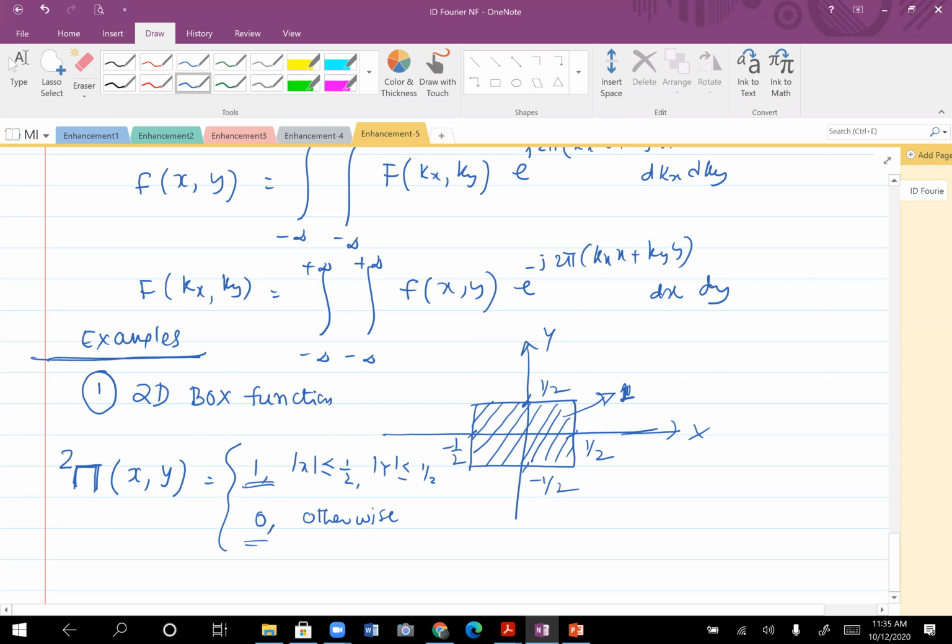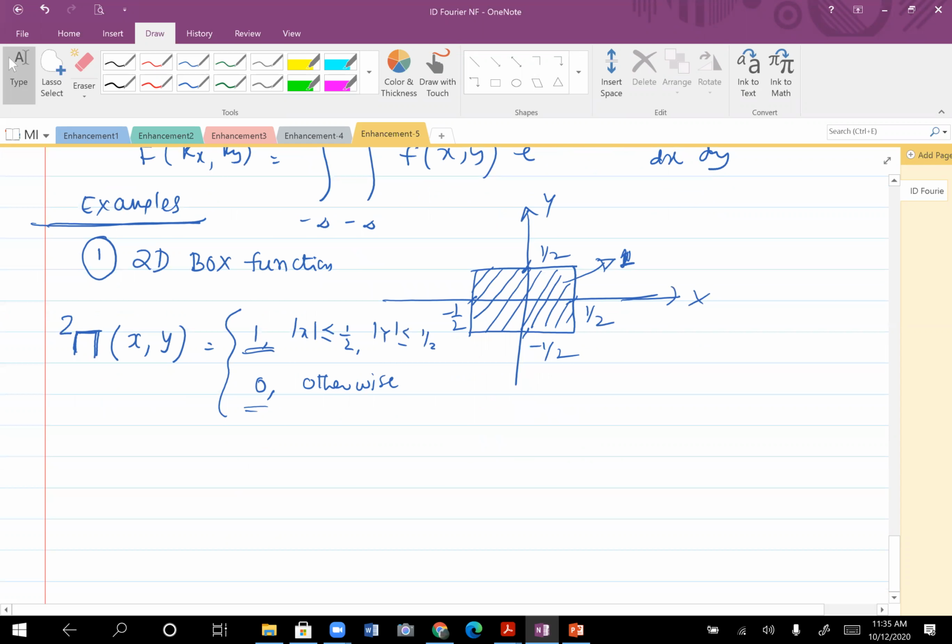Can you now tell me what would be the CTFT of it? Anyone? Two-dimensional CTFT. I will skip writing 2D from now on, because anyway this would tell you that this is 2D. So anyway, for the first time I'll write. Can you tell me what would be the CTFT of it?